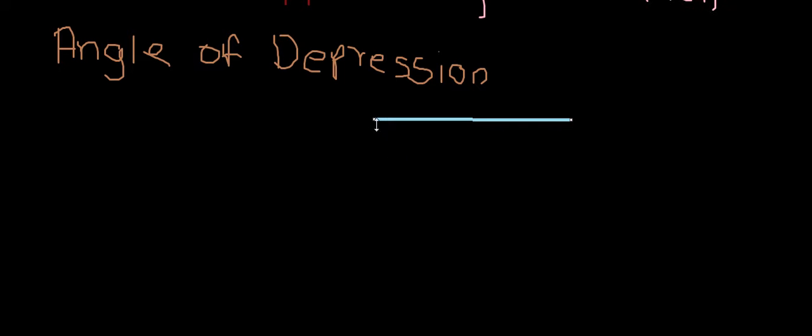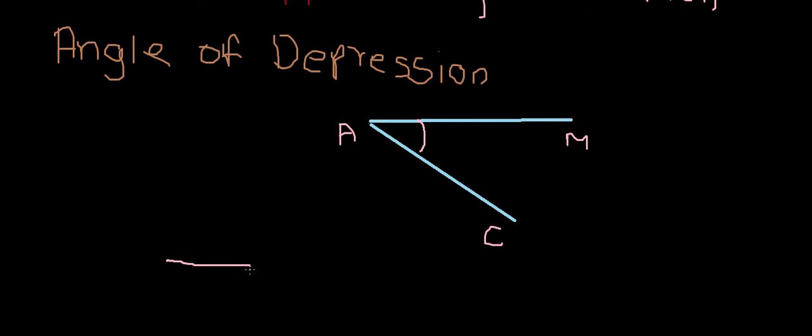We will have point C below point A. So somewhere here will be my point C. So it's below, so it's in depression. That is, it's like a hole, so it is mostly known as depression. Similarly, as it's below, the angle is also down. So this is the angle of depression.